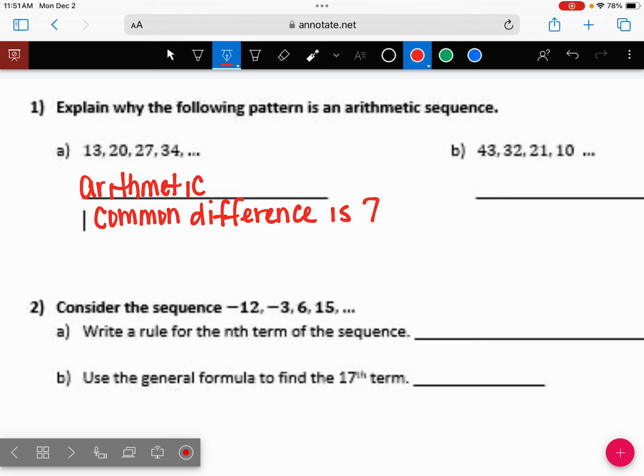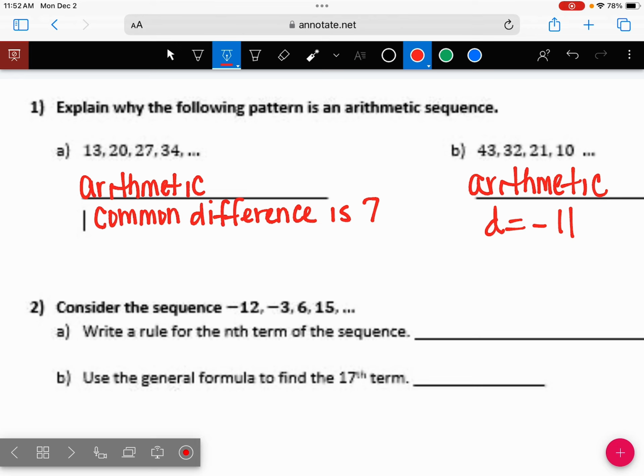Let's look at B. We started at 43, so the first number was 43. The second number is 32. The third number is 21. The fourth number is 10. Is this arithmetic? Yes. We still say addition, so we're adding a negative what? 11. Yep. So this again is arithmetic, and our common difference is negative 11.